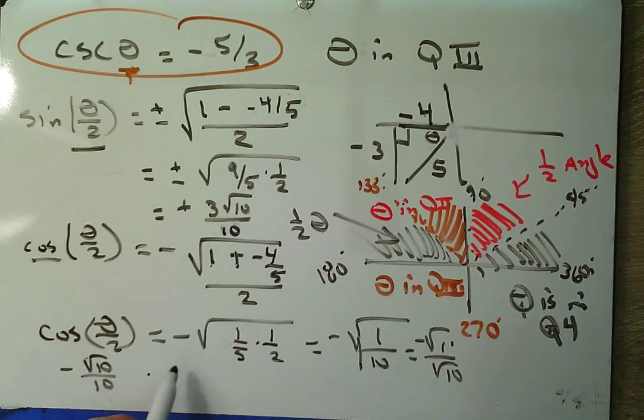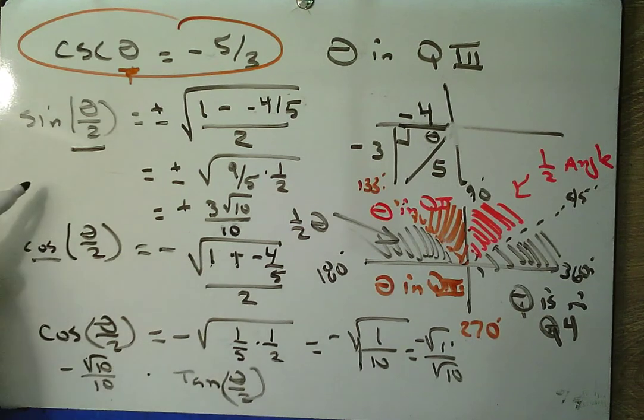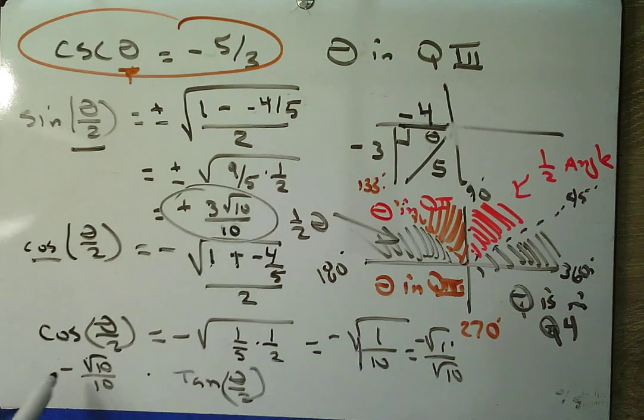Okay, and if I want tangent half angle, I can just take my answer from the sine half angle and divide it by my answer from the cosine half angle.